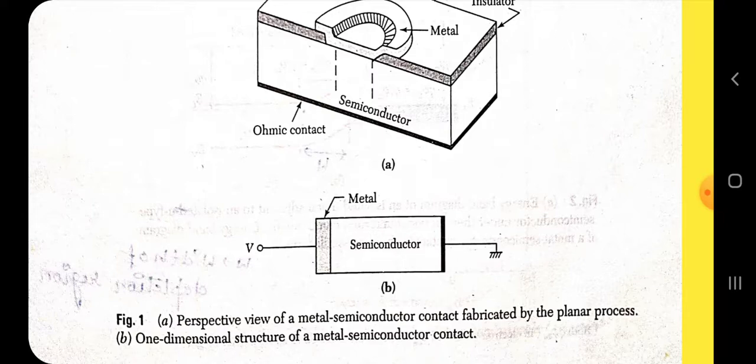When the metal makes intimate contact with the semiconductor, the Fermi levels in the two materials must be equal at thermal equilibrium. In addition, the vacuum level must be continuous. These two requirements determine a unique energy band diagram for the ideal metal semiconductor contact, as we have shown over here in this figure.